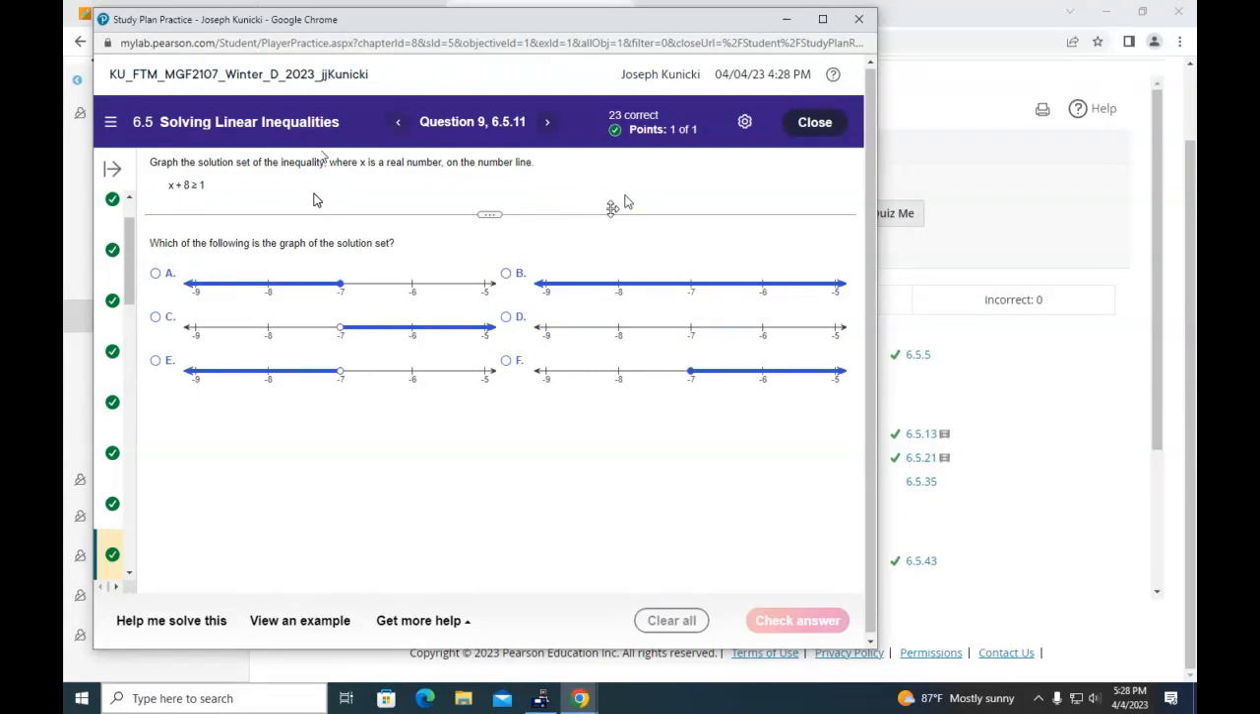-7. So you can eliminate B and D, because we do have a solution, and it's not all real numbers. So is it open or closed? Is it a circle or a dot? It's a dot, right? It should be closed. Yep, it's closed. So it's either A or F. So it says greater than or equal to -7, so it's F. The arrow's pointing right.